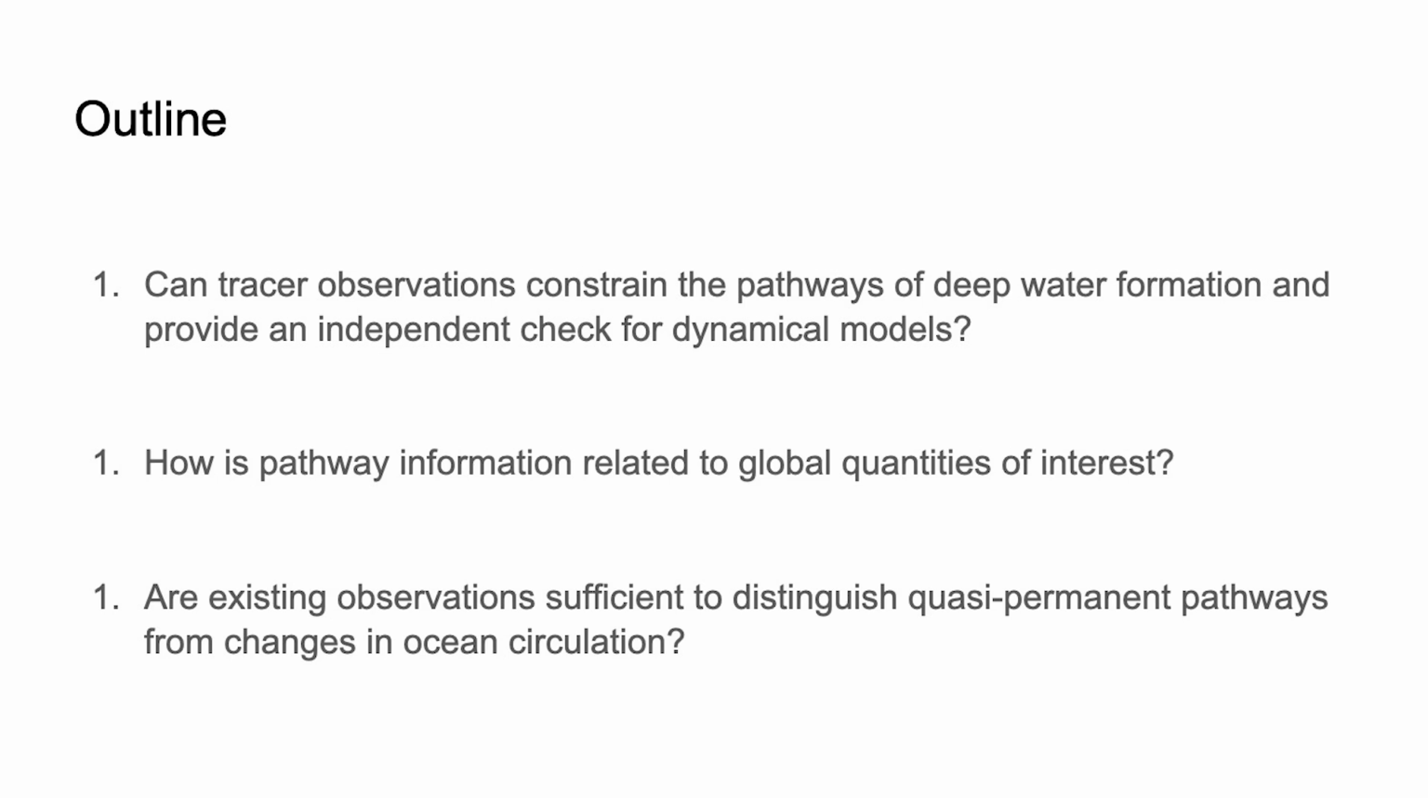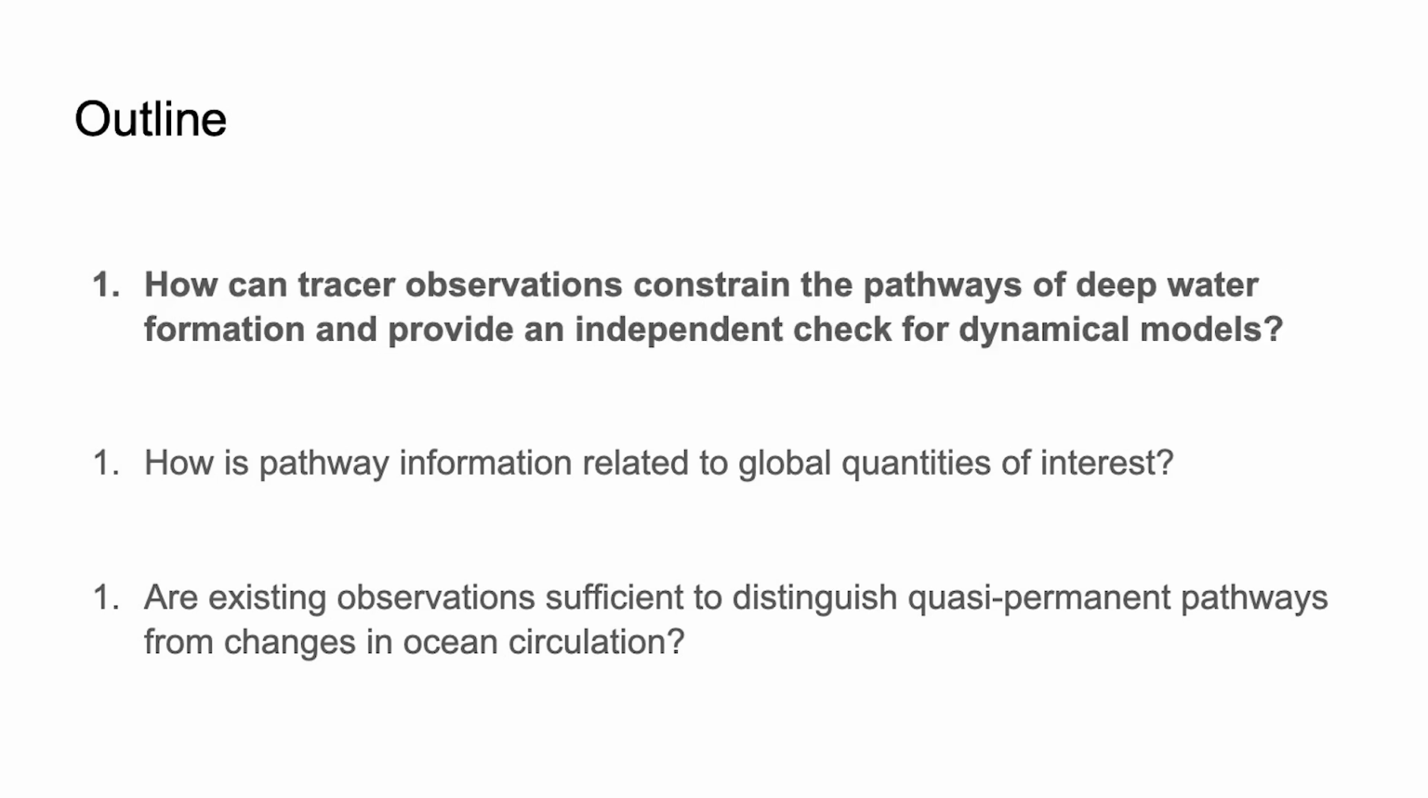And then how does the pathway information that we're interested in here relate to the climate problem or the larger scale problem that we were charged with studying? And finally, are existing observations sufficient for distinguishing the baseline versus changes in circulation? If we don't know the baseline, we don't have a way to really figure out how climate is changing things, of course. So let's start off with number 1. What can we do with tracer observations?